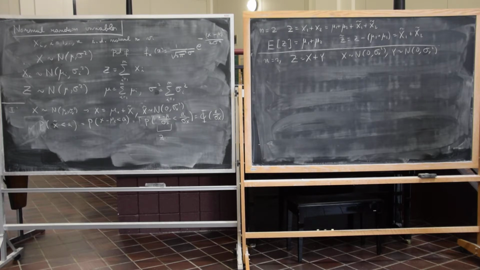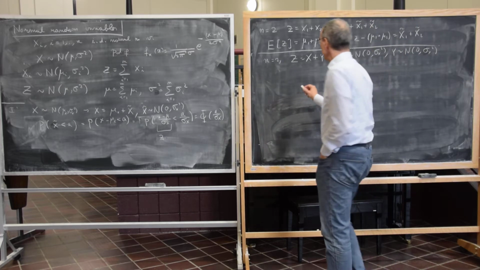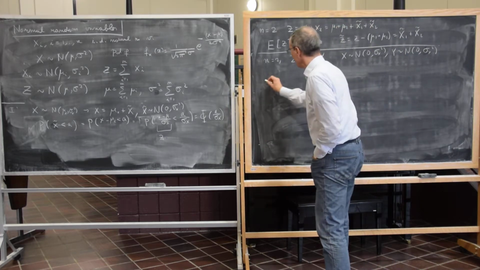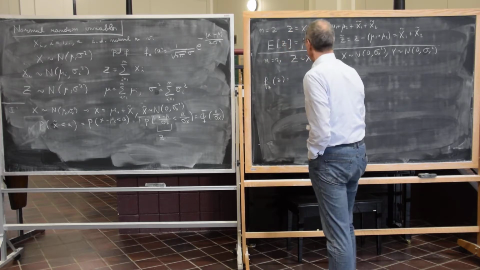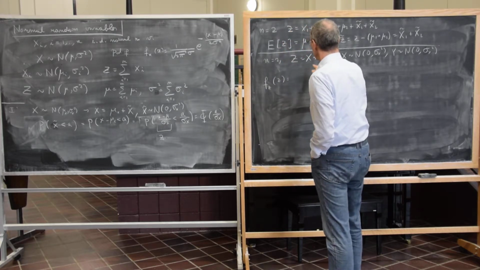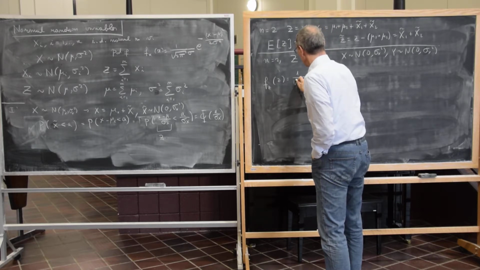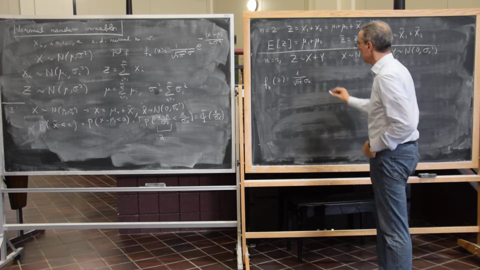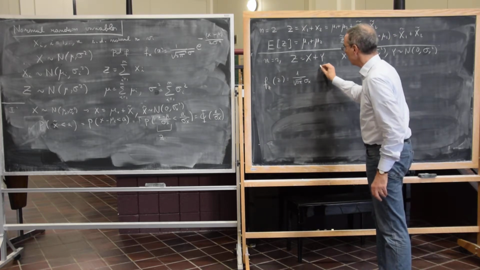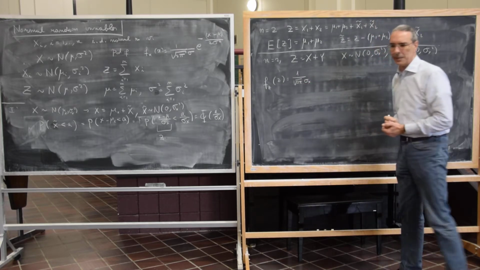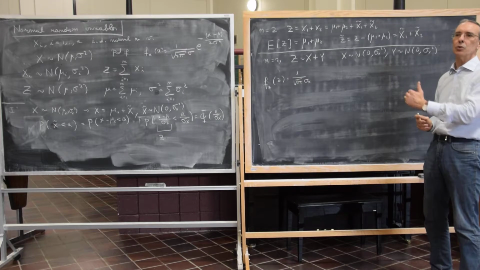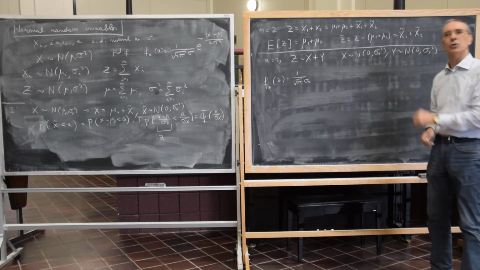Okay, so how do we do that? Convolution. So what is f_Z? You have to do the convolution between these two. So this one is 1 over square root of 2 pi sigma x. And then you have to do the integral. There is a factor 1 over square root of 2 pi sigma x, and then another factor 1 over square root of 2 pi sigma y. We can factor this out of the integral.